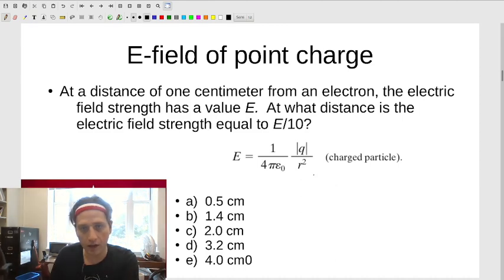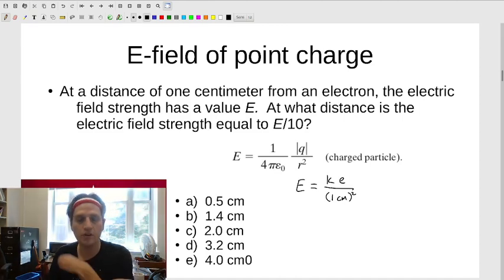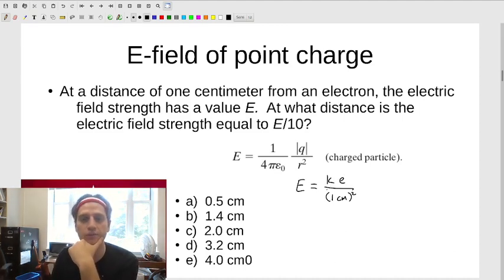Okay, so if I have an electron 1 centimeter away from that, we're going to have K, of course another name for 1 over 4 pi epsilon naught, K E over R squared. That would be my electron charge, with 1 centimeter squared. E, of course, is 1.602 times 10 to the minus 19th coulombs. K also has a value 8.99 times 10 to the 9th newton meters squared over coulomb squared.